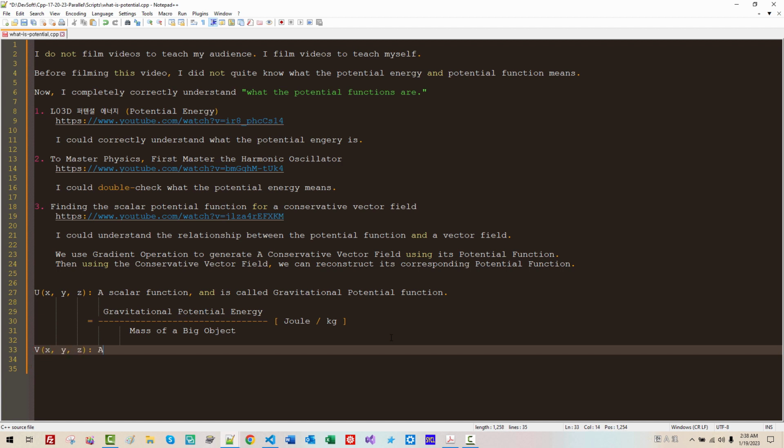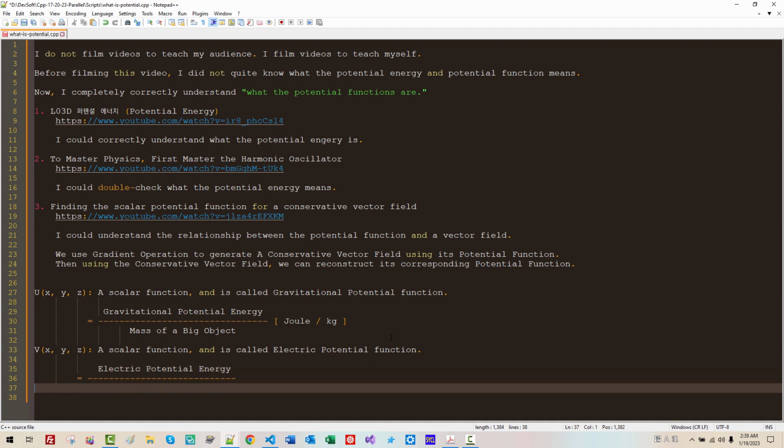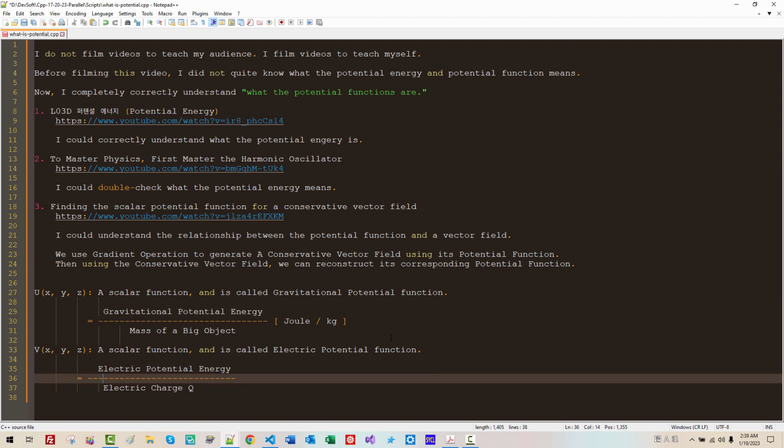Now we have another potential function V(x, y, z), a scalar function, called the electric potential function, or just electric potential. It is electric potential energy over electric charge Q. So its unit is Joule per Coulomb.